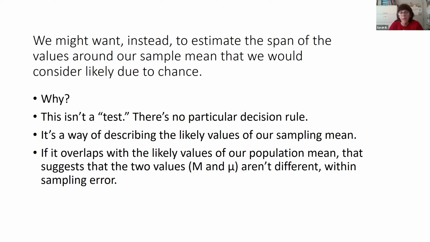We're going to get into all of that, but for now, we're just going to see the formula for doing it. Also, one thing that people often simplify this to is that if the confidence interval includes the value of the population mean, it suggests that your sample mean and the population are not different, and that any discrepancy is within sampling error.